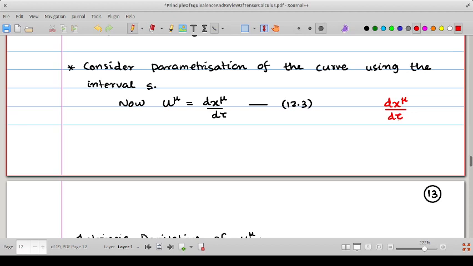Now τ is an invariant quantity because s is an invariant quantity, and therefore this quantity dx^μ by dτ is a contravariant vector. So it is one of the tangent vectors of the four-dimensional space-time, and it is called the four velocity, and we denote it by the symbol u^μ.